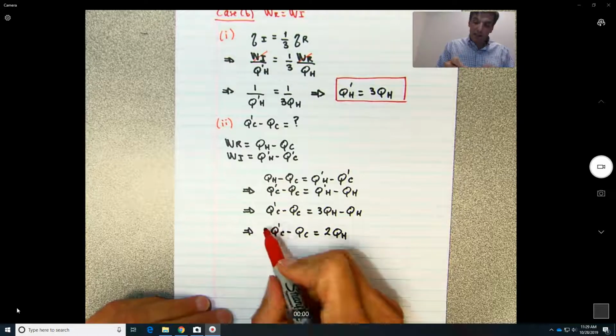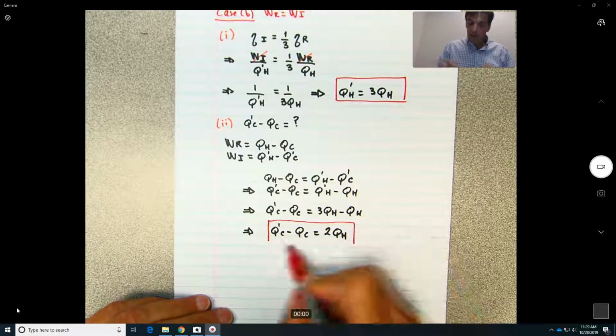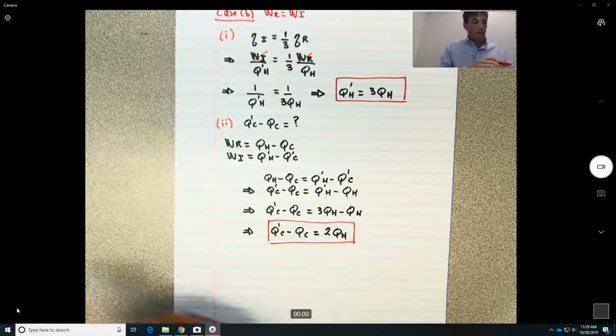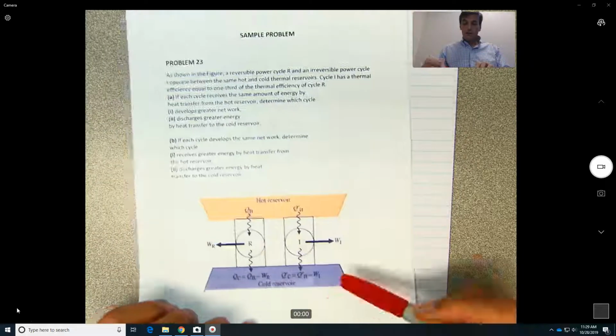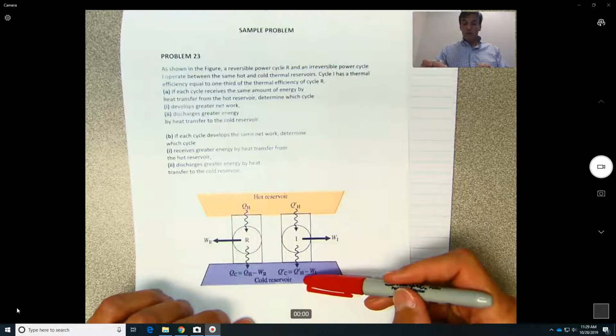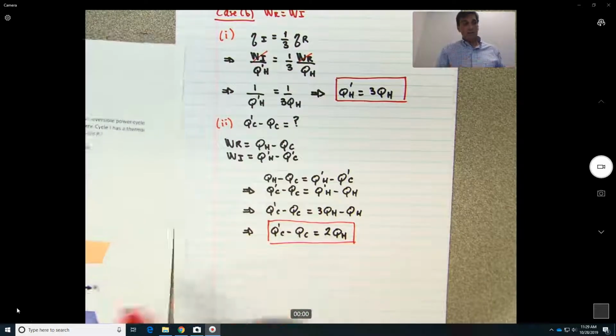So basically that is saying that, again, the irreversible cycle will be putting into the cold reservoir twice the amount of heat as the reversible one.